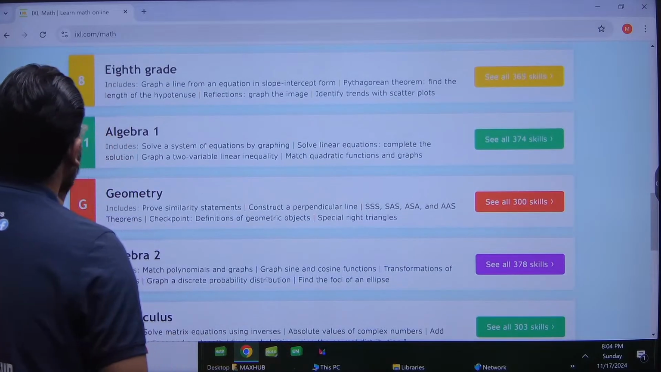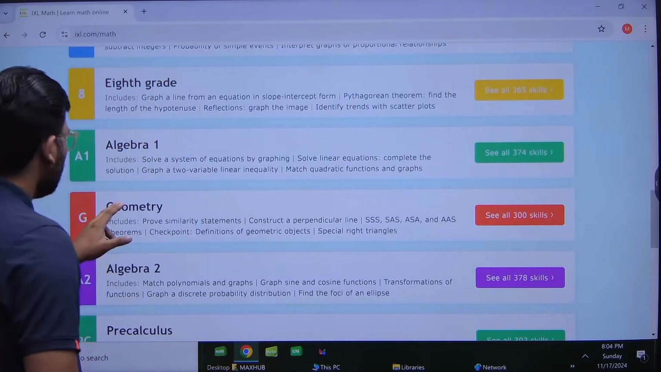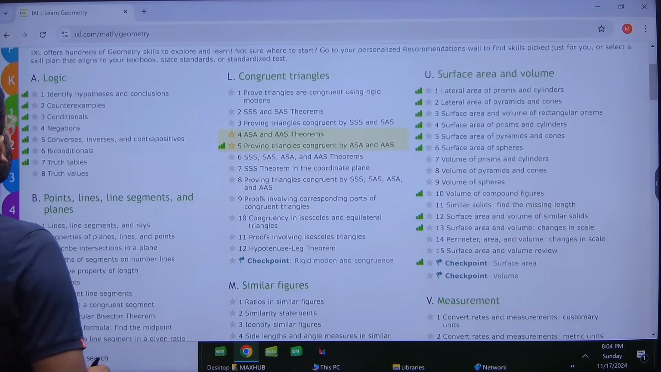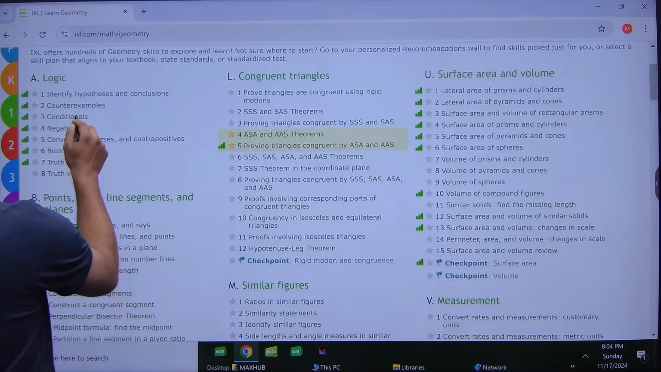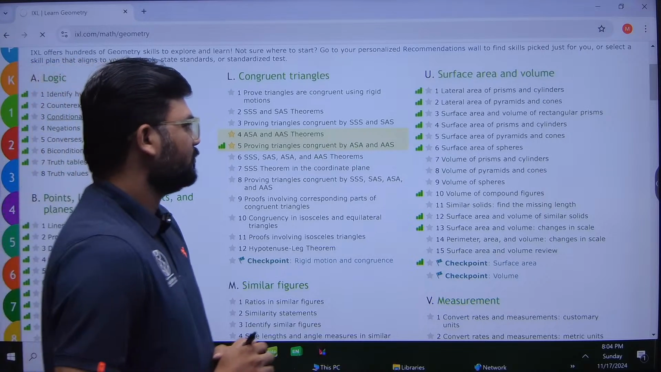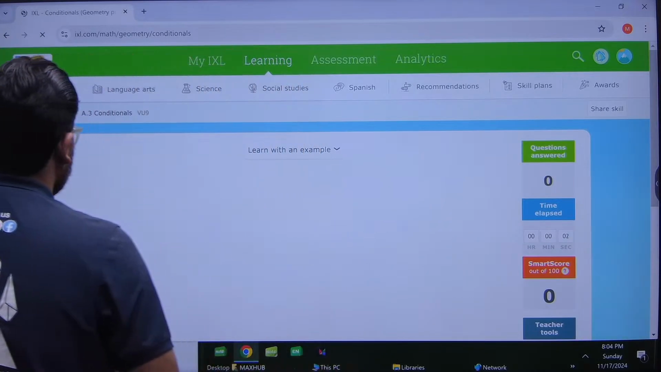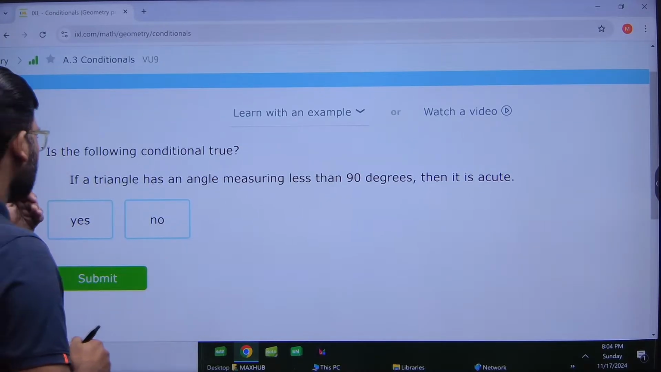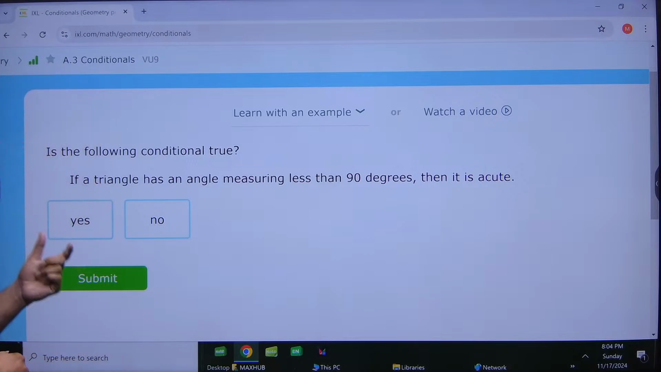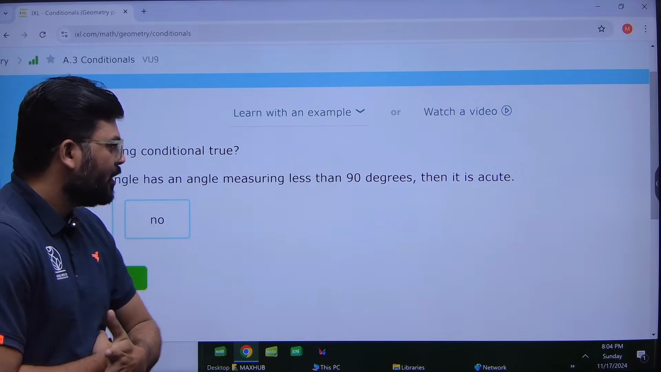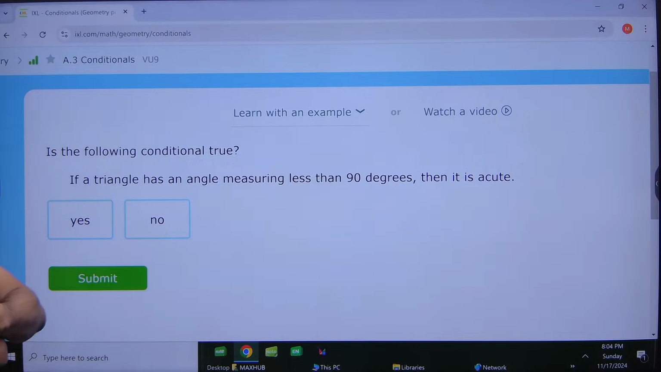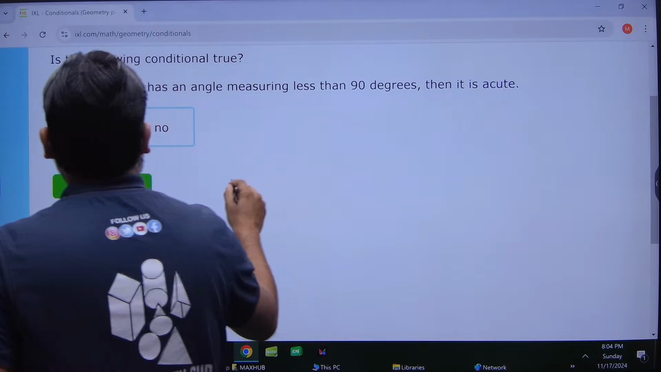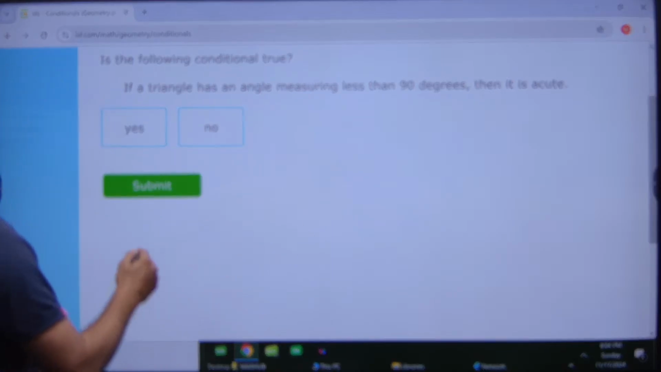Okay. So you can say that it was in geometry, right? Yes, sir. Geometry A2, counter examples. Okay, so we can start with the conditionals now. A3 conditional. Is the following conditional true? If a triangle has an angle measuring less than 90 degrees, then it is an acute triangle. Is this true?